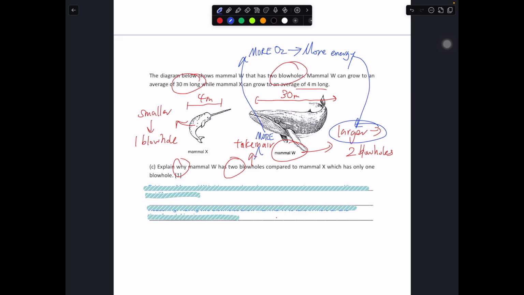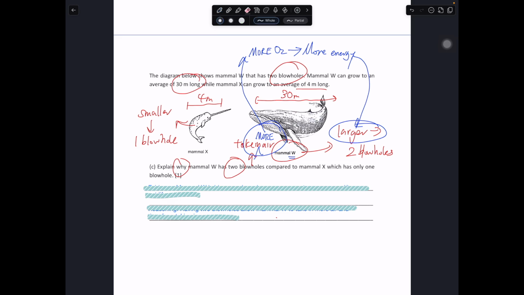It will need more energy to carry out the life processes, be it moving from one place to another, be it cell reproduction, be it cell repair, all these need energy. And being a larger animal, you will need more energy, and with more energy you will need to find a way to take in more air. That's why mammal W has 2 blowholes as compared to mammal X, which has only 1 blowhole, because its size is much smaller. You don't need that much energy as compared to a larger mammal, which is W.